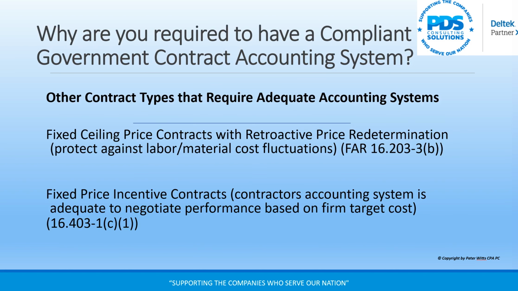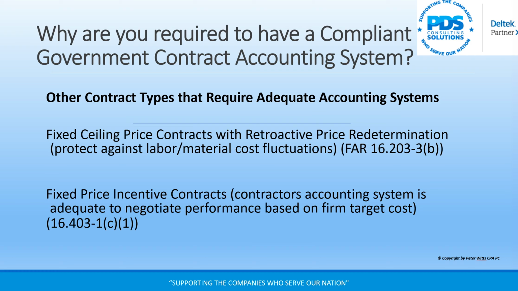There are two more areas in government contracting in the FAR that require an adequate accounting system. One is fixed price contracts with retroactive price determinations. Basically here, they want to protect not only the government, but the contractor against cost fluctuations in labor cost and material cost. So an adequate accounting system has to be able to track those costs and show where those fluctuations have occurred and why.